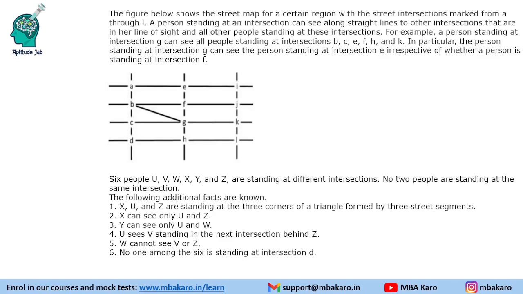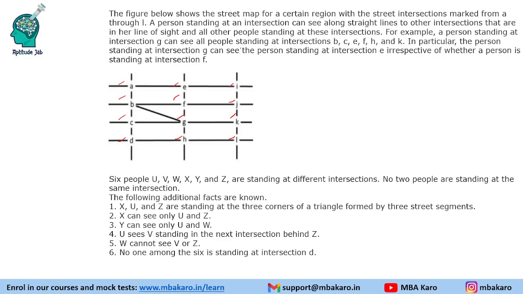This set from CAT 2019 slot 1 DILR says that there is a figure which shows the street map of a certain region with the street intersections marked from A through L. A person standing at an intersection can see along straight lines to other intersections that are in her line of sight and all other people standing at these intersections.